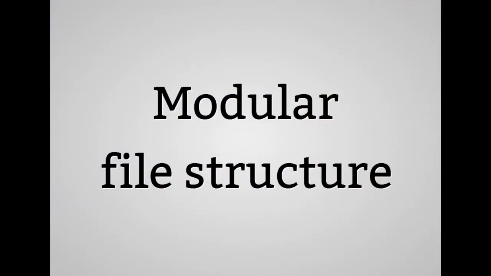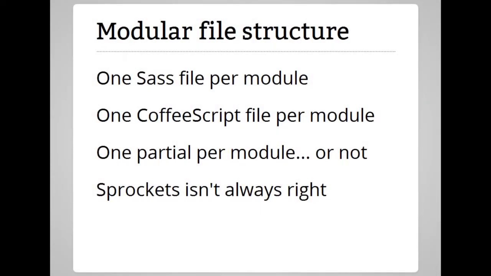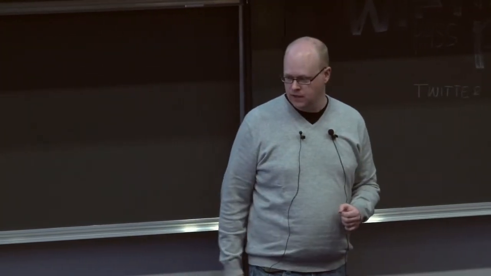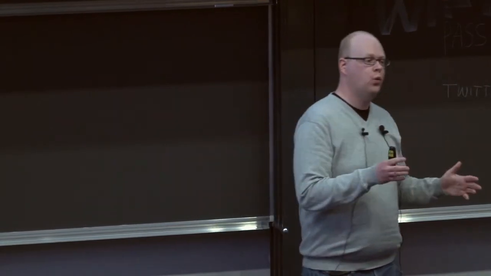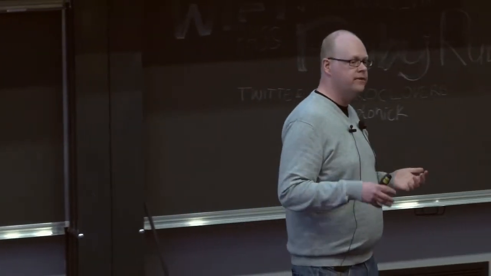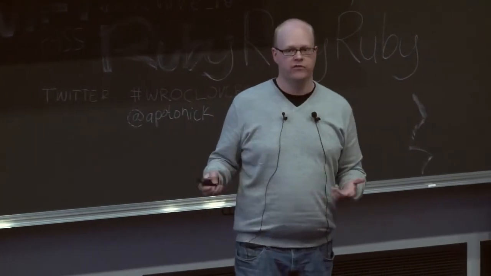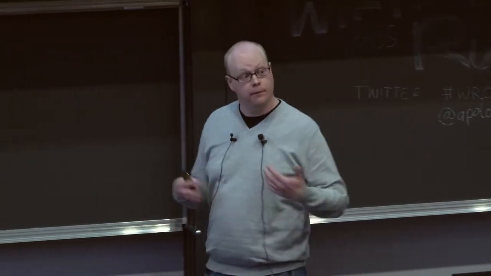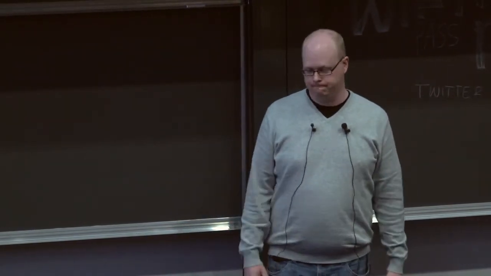Now you need to structure your files in a way that makes sense. What I do is use one Sass file, or one CSS file if you want, per module. A module being a Twitter widget, or latest articles, or your header or your footer, for instance. I do the same with my CoffeeScript files. I use one CoffeeScript file per module, and usually they're linked. If I have a Twitter module that needs JavaScript, I'll have a Twitter Sass file and a Twitter CoffeeScript file.